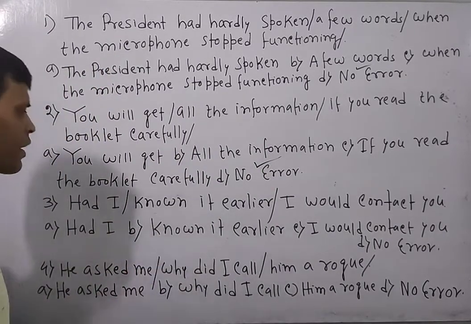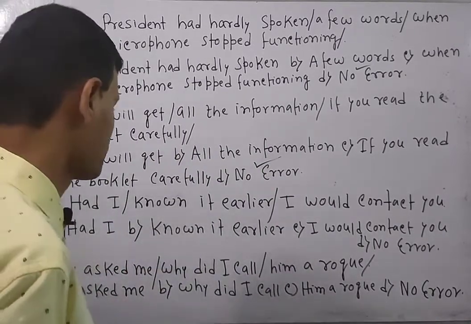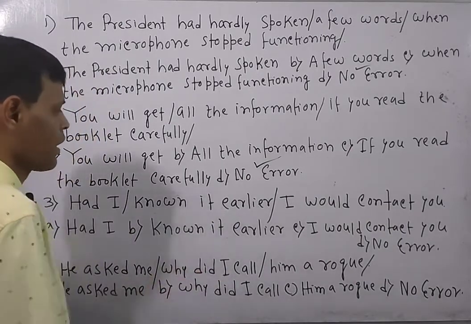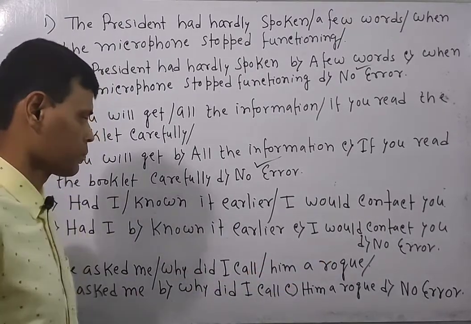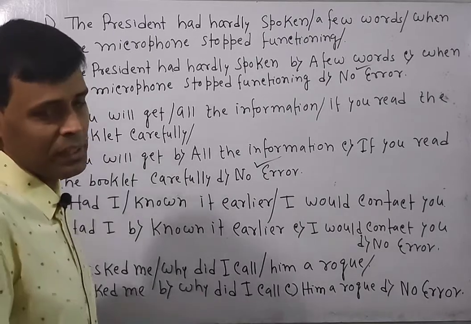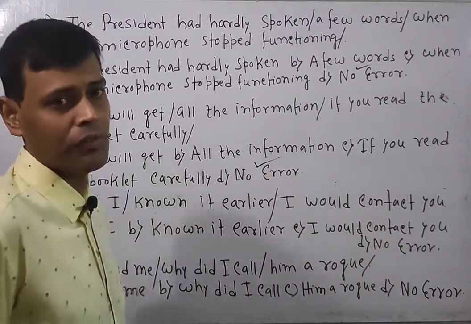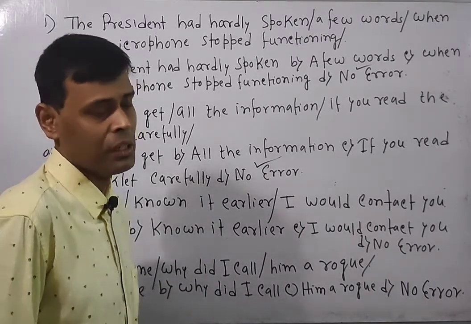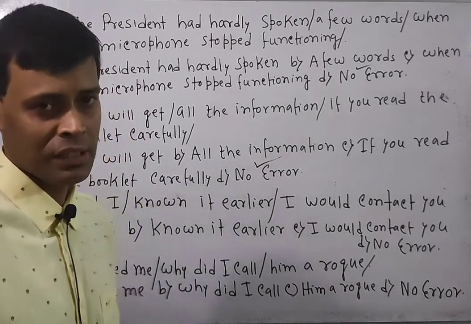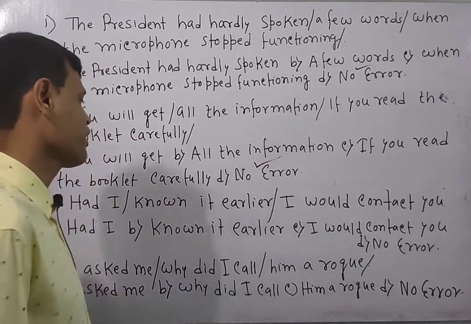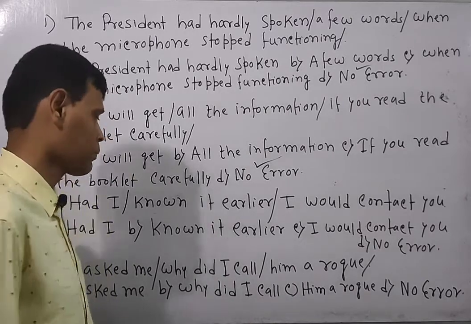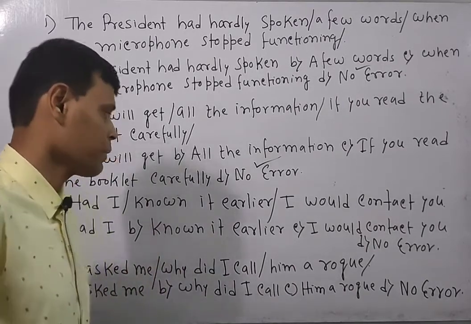Now look for the next question. Had I known it earlier, I would contact you. No error. Now the sentence is based on the category of fiction. It is actually called the fictitious sentence. We can form fictitious sentences in many ways. One of them is this.